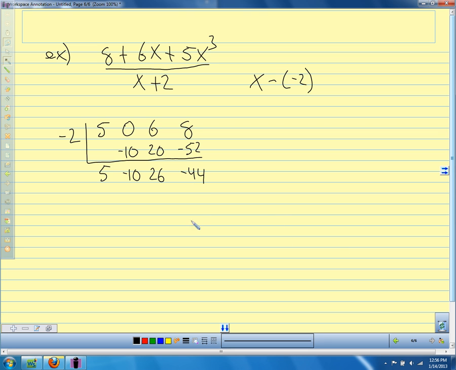So my answer is, this equals 5x squared. My exponent has been reduced by 1. 5x squared minus 10x plus 26 minus 44 over x plus 2. So this polynomial divided by this polynomial gives me 5x squared minus 10x plus 26 minus 44 over x plus 2.